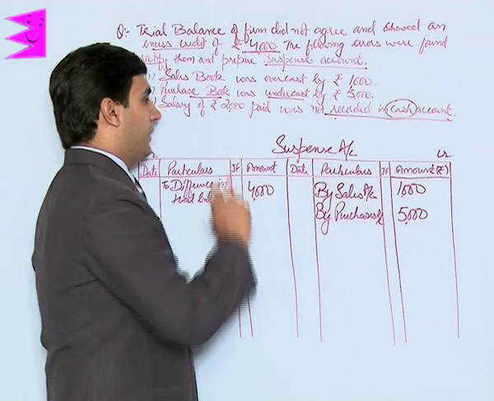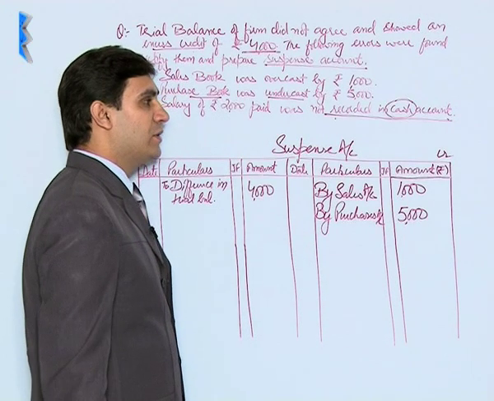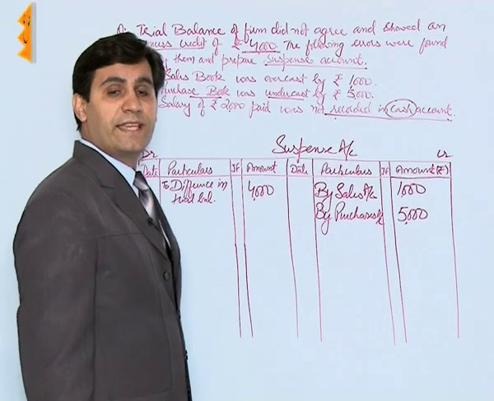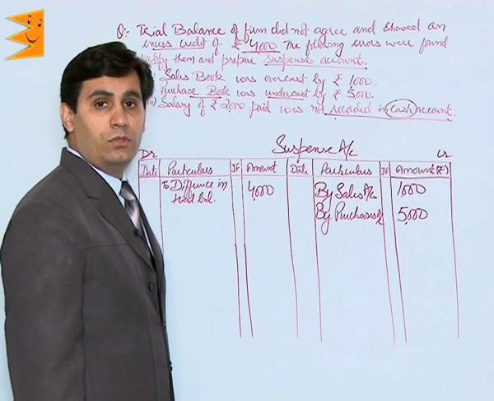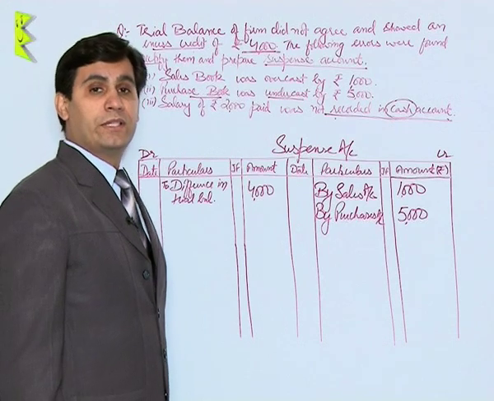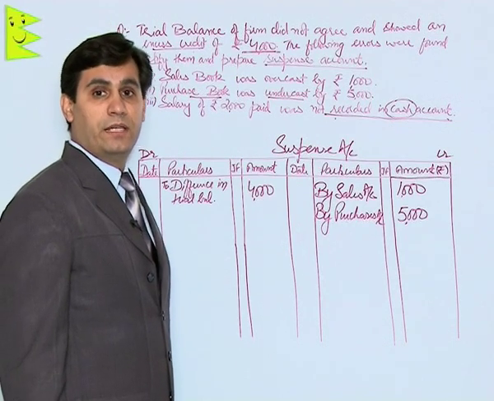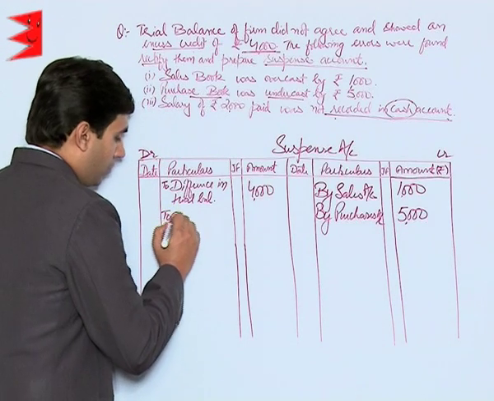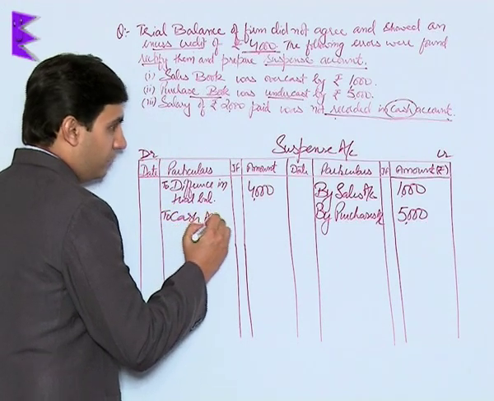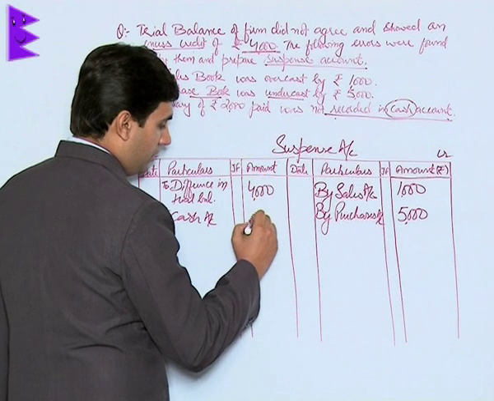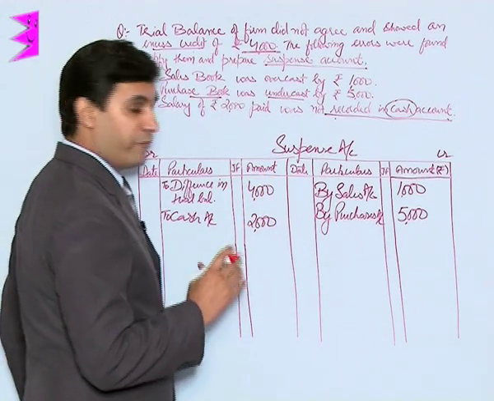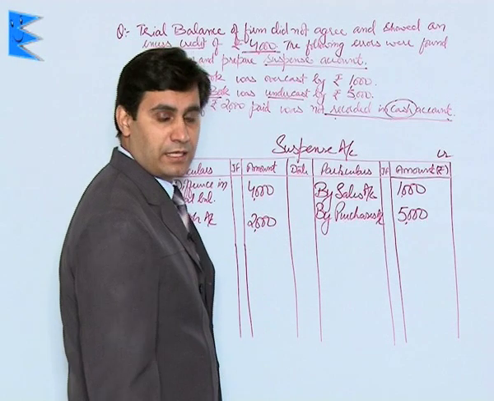Coming to the third entry. The third entry was salary of rupees 2000 paid was not recorded in cash account. The entry in this case was suspense account debited to cash. Now in this entry, suspense account has been debited. So the posting would be made on the debit side to cash account and the amount was rupees 2000. Now students, we have posted all the entries in the suspense account.